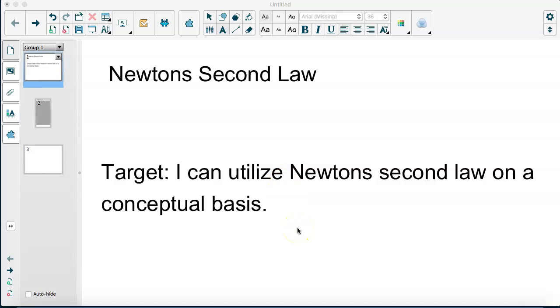Your goal is to be able to understand this on a conceptual basis. There is going to be some math that I'm going to be doing today to help illustrate some points, but really our goal for today is just to understand how this law works in our world. Let's put aside the numbers for today, and let's just focus on how Newton's law actually affects us. All right, let's get into it.